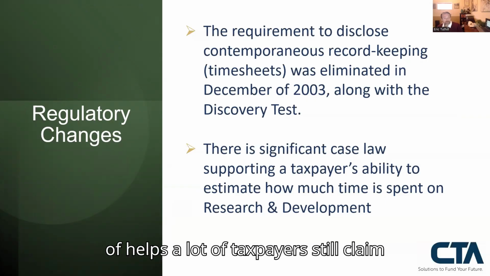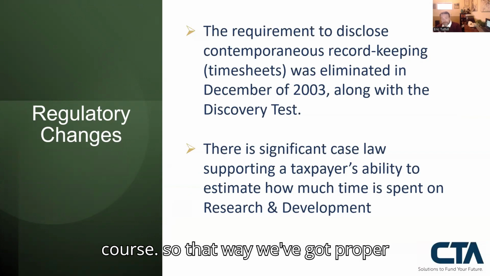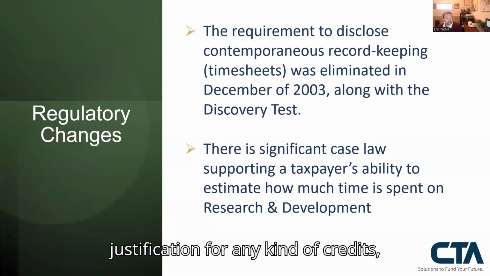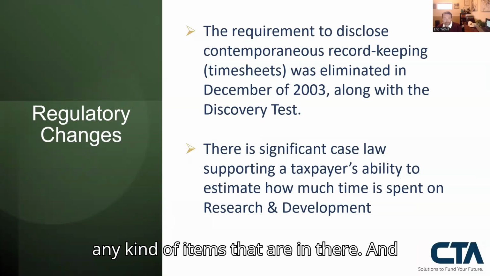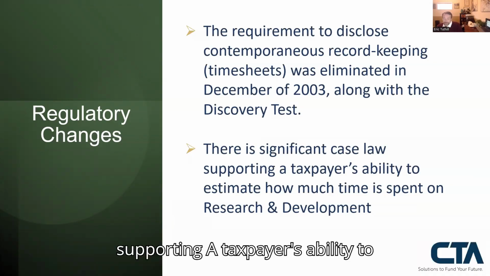This basically helps a lot of taxpayers still claim the credit and then get on the right course, so that we've got proper justification for any credits, any items that are in there. And there's significant case law supporting a taxpayer's ability to estimate.